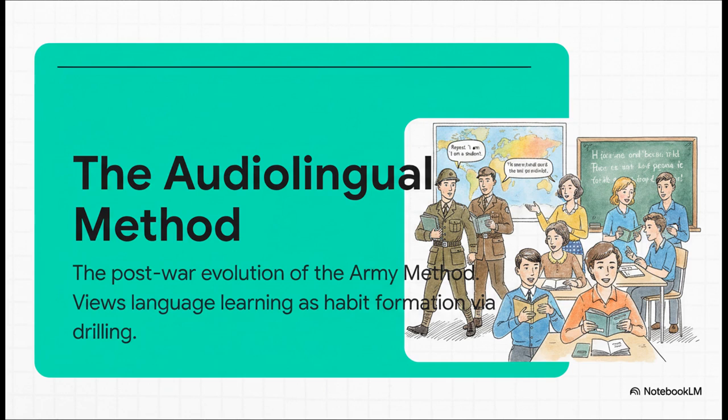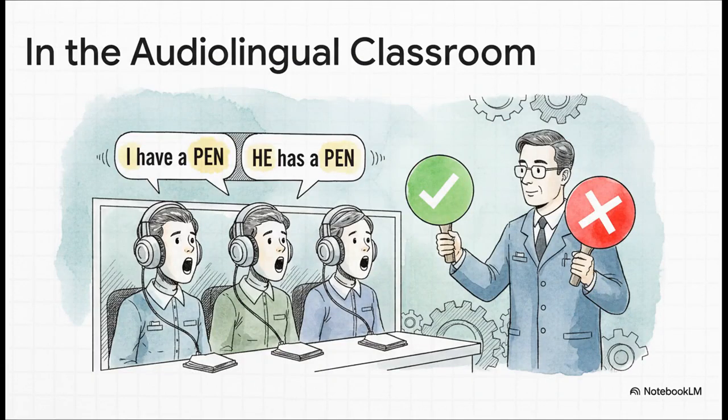Now, its big idea, borrowed from psychology at the time, was that language isn't about deep thinking or understanding rules, it's about forming habits. It's muscle memory for your mouth. You just listen, repeat, and drill until the right words come out automatically. So, the audiolingual classroom was all about mimicry.